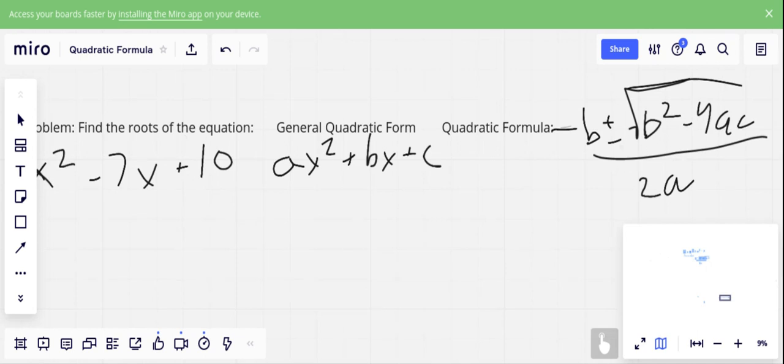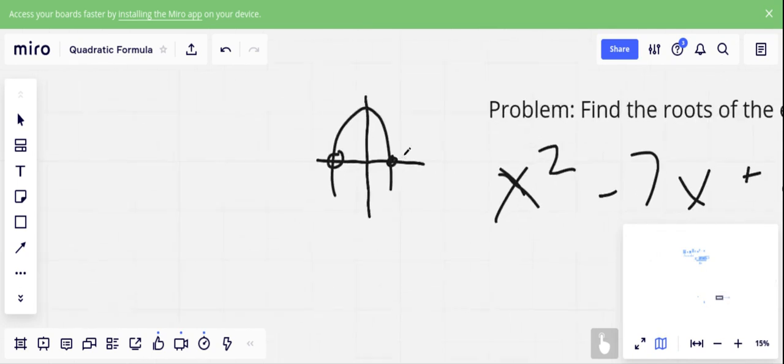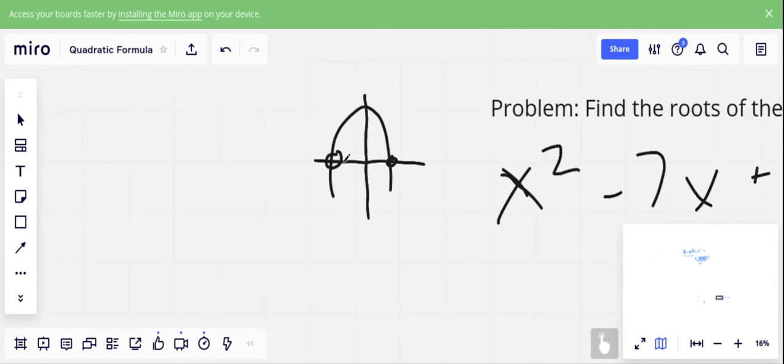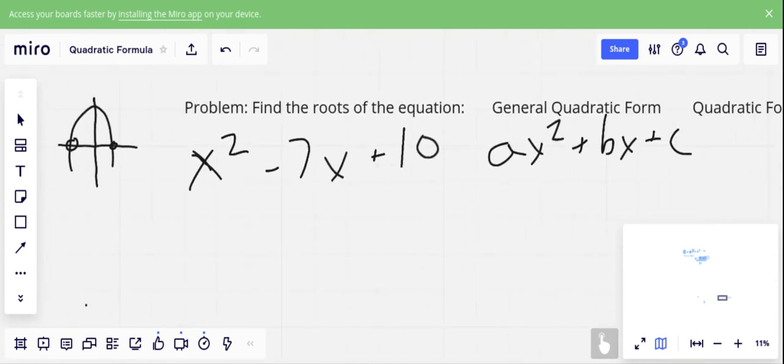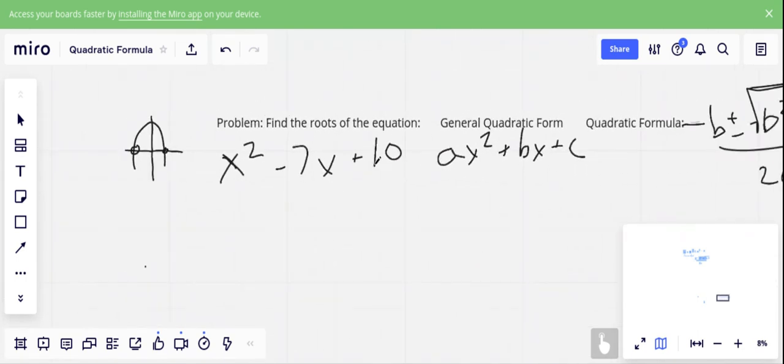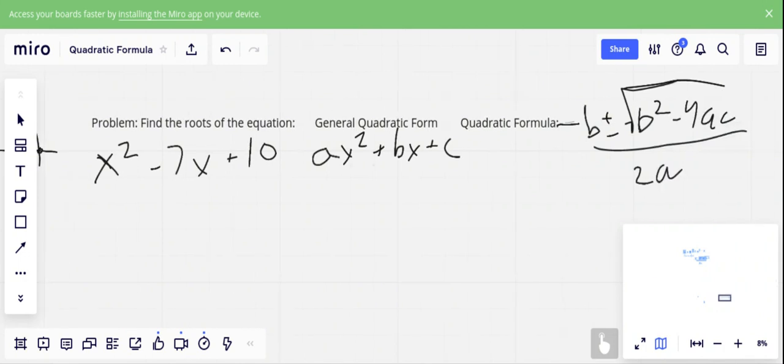It gives you the points where the parabola intersects the x-axis. So, if you want to know what the x-coordinate is at these circled points, you should use the quadratic formula. Now, it is easier to factor, as you'll see in a later video, but if factoring doesn't work, then the quadratic formula is the next step you'll want to take.